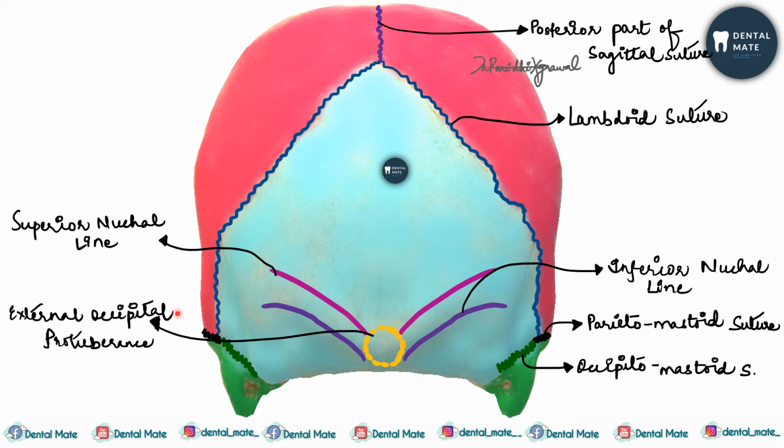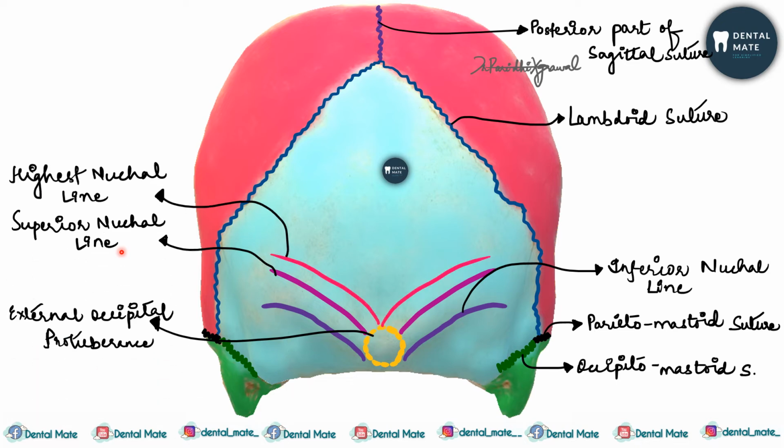Sometimes the superior nuchal line gives attachment to the trapezius muscle, so it is the origin of the trapezius. Sometimes another line runs above and parallel to the superior nuchal line, which is known as the highest nuchal line.